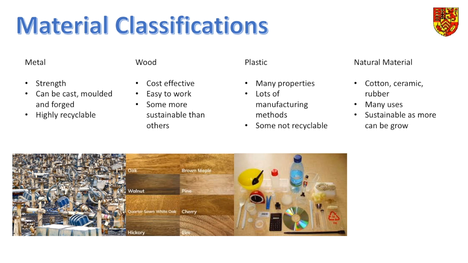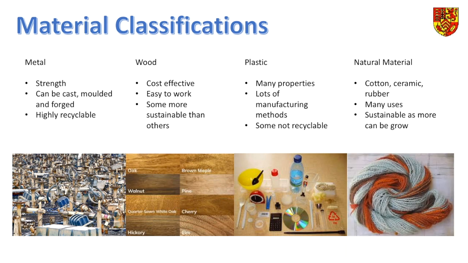Natural materials in their raw forms, such as like sort of clays, are not very useful, but once they've been processed into like sort of ceramics, like plates and things, they're obviously much more useful. They are considered to be quite sustainable as there's abundant amounts of them.